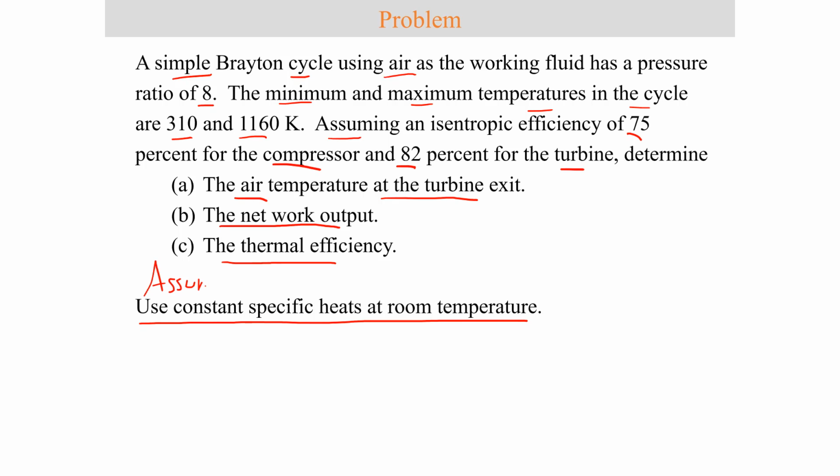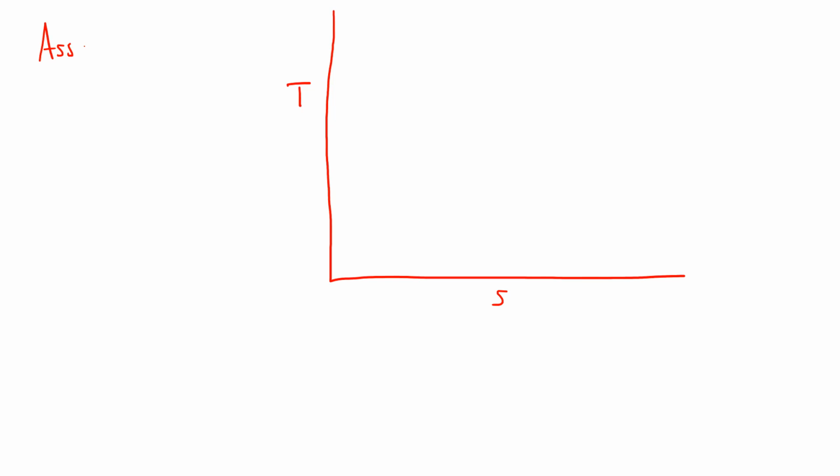So we'll go ahead and make that assumption 1, and of course that assumption goes along with air being an ideal gas. To do this problem, let's go to the next slide and draw out our TS diagram. And I'll rewrite the assumptions here. So we have this cycle occurring at steady flow.